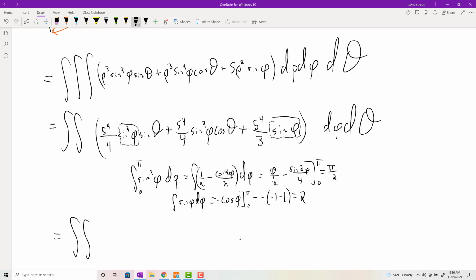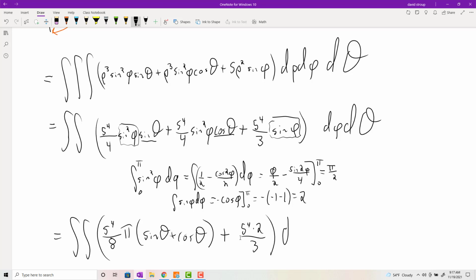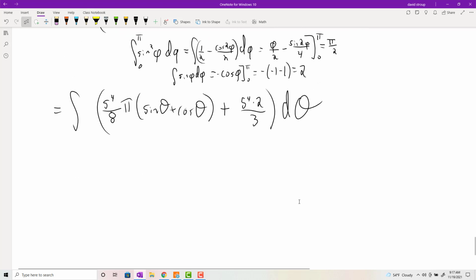So we're getting the single integral now. I keep refusing to get rid of the extra integral symbol. Let's get rid of that extra one. Okay, Dave, whatever. So 5 to the 4th over 4. Well, it'll be over 8 now because it's times pi over 2. And then we have the cosine theta, sine theta left over. We still have to integrate that. And then plus 5 to the 4th times 2 over 3. And then this is all with respect to theta now. And I need to get rid of one of the integral symbols. There we go.